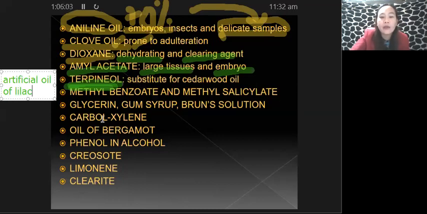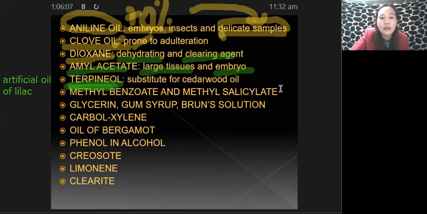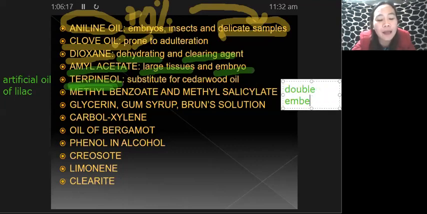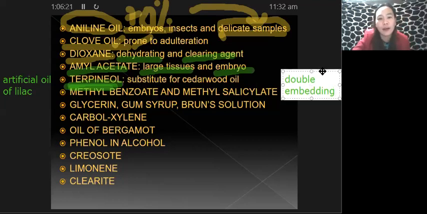Okay, another, we have your methyl benzoate and methyl salicylate. This is utilized for electron microscopy. This is utilized for double embedding. So later on, I will be discussing what is double embedding. So for double embedding, we have methyl benzoate and methyl salicylate.